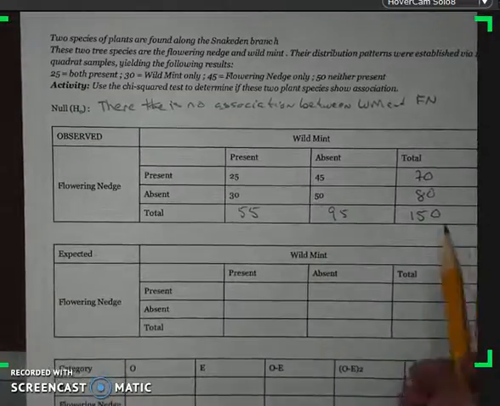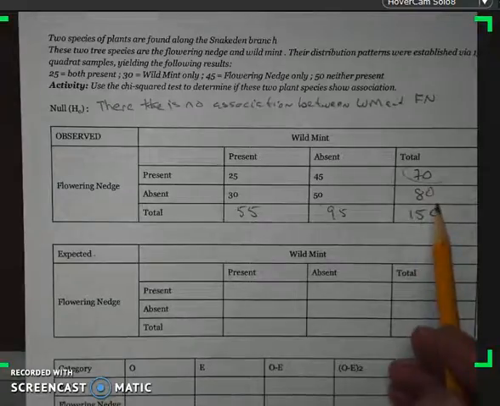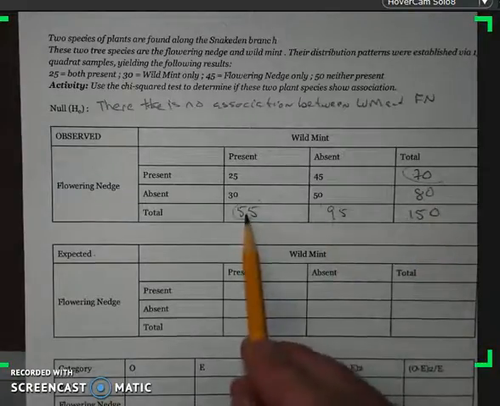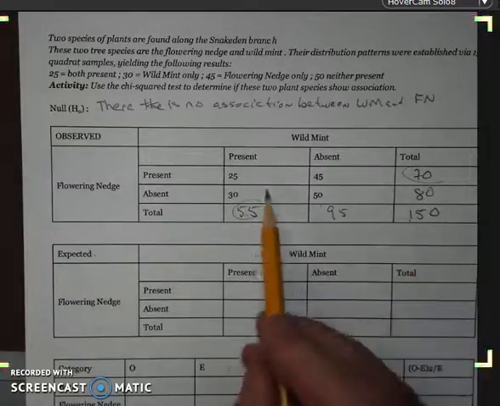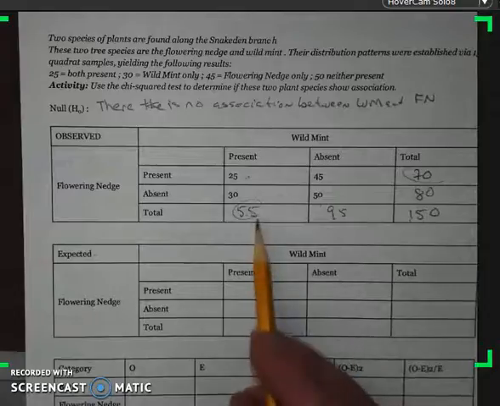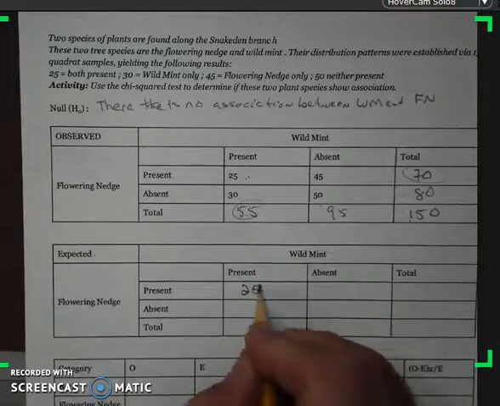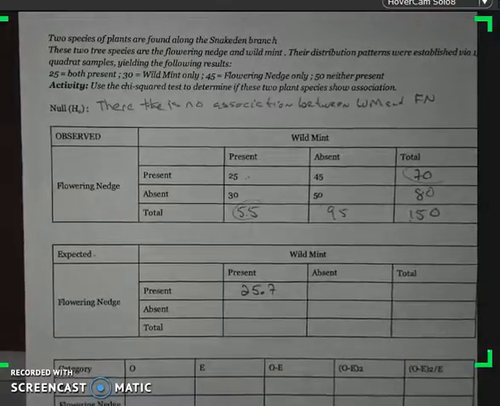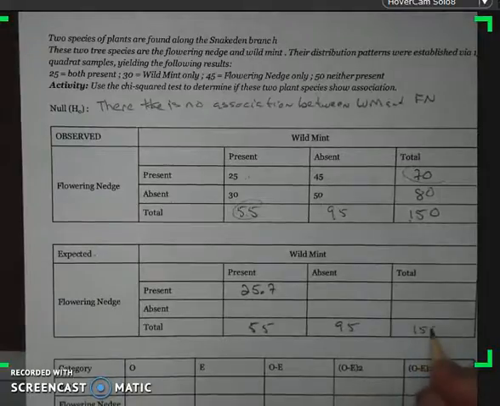Okay. To get our expected, we take a row total, which is 70, and then we're going to multiply that by a column total at 55 and divide by 150, and that'll give us our expected value for both. So 70 times 55 divided by 150 is going to give us 25.7. These totals will always be the same as our observed.